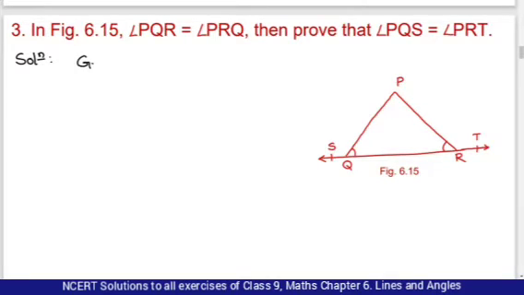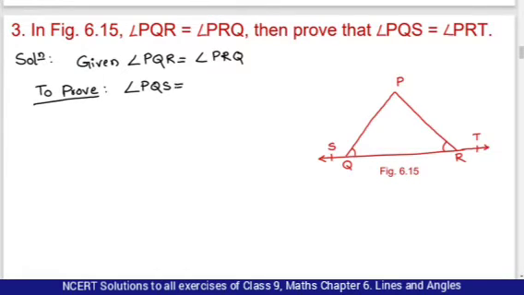Here, given that angle PQR is equal to angle PRQ, and we have to prove that angle PQS is equal to angle PRT. Proof.